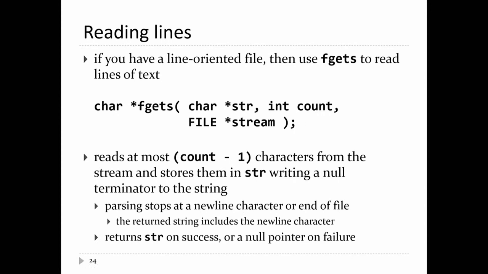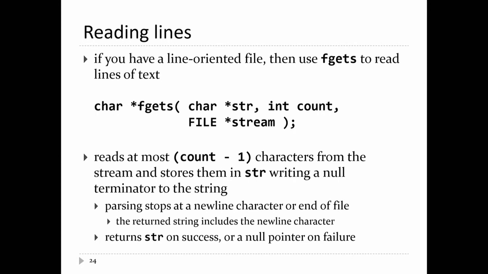fgets would like to write in the null terminator every time, if it can. So that's why it reads at most count minus 1 characters, because it wants to write a null terminator at the end of str. So fgets will read up to a new line character if it can. If the line is longer than count minus 1, and it doesn't reach the new line character, it still stops. So what that means is you're going to be left with whatever is left on the line in your file.